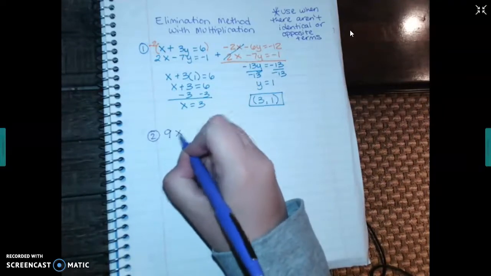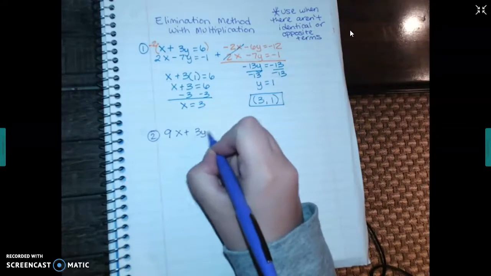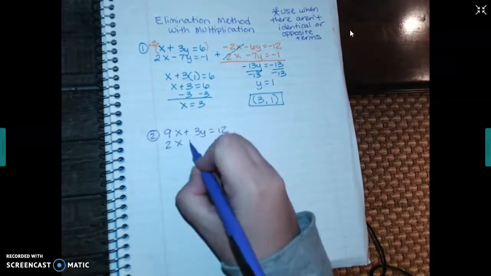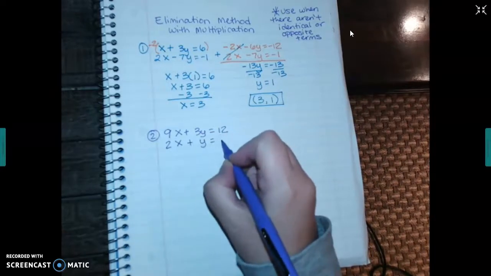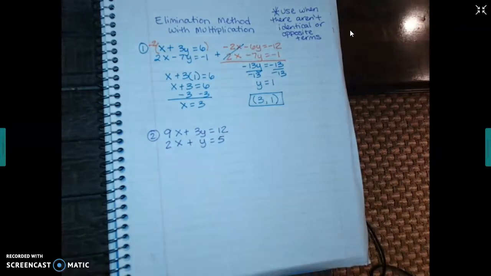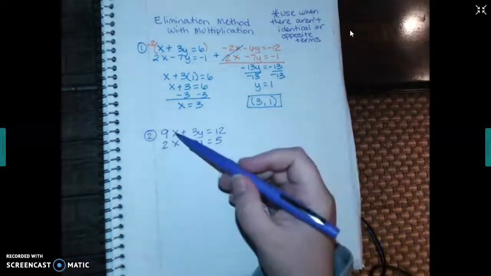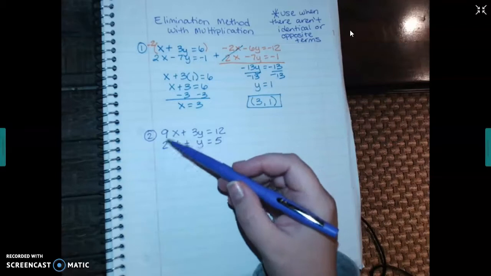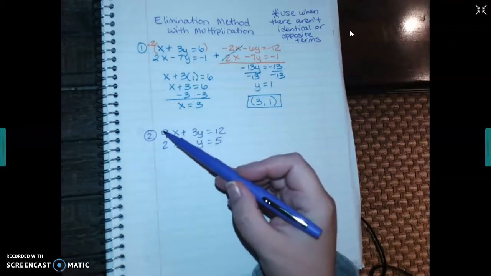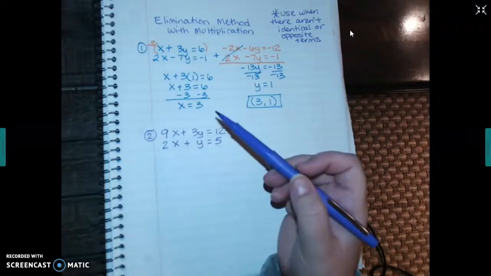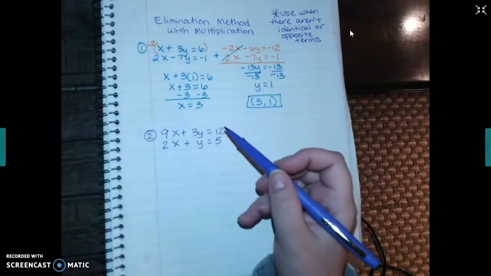Next example is 9x plus 3y equals 12, and 2x plus y equals 5. If you wanted to create opposite x's, you could. You could use 2 to multiply the first equation to give you 18x, and you could multiply by negative 9 on the bottom equation to give you positive 18x. There's a slightly easier way to do this.